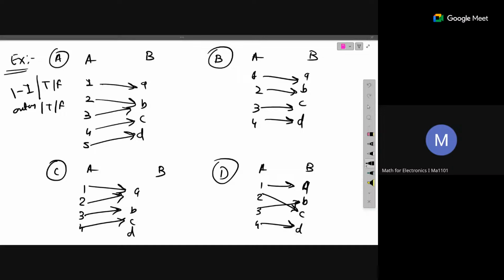No, it is not an onto function because this D does not have any pre-image, right? So that's why it's not an onto function. Now let's go to D. Now, what can you say about this? Is it 1-1 and onto?